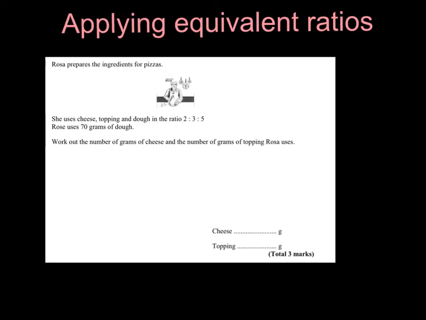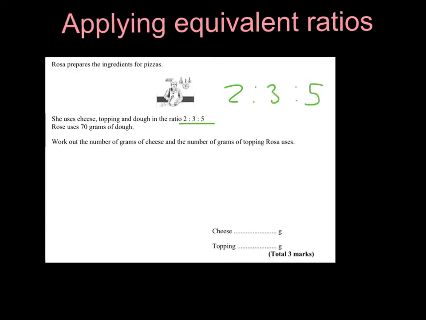Okay, so applying equivalent ratios to a GCSE style question. So we've got Rosa prepares ingredients for a pizza. She uses cheese, topping and dough in the ratio 2 to 3 to 5. So that's key information there. 2 to 3 to 5.